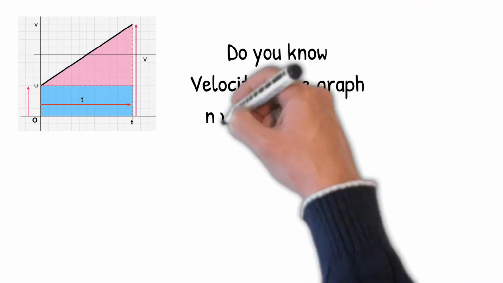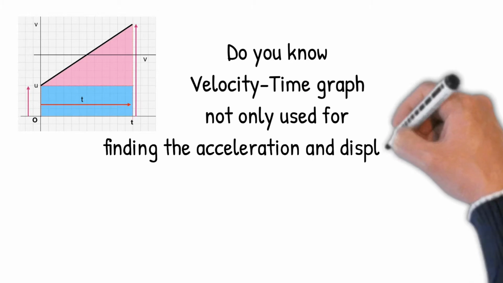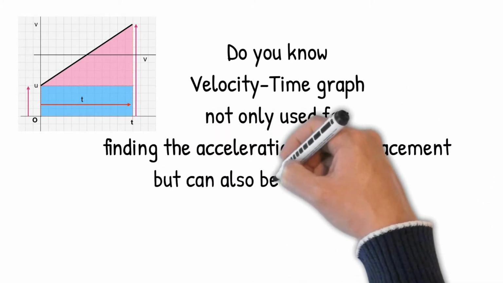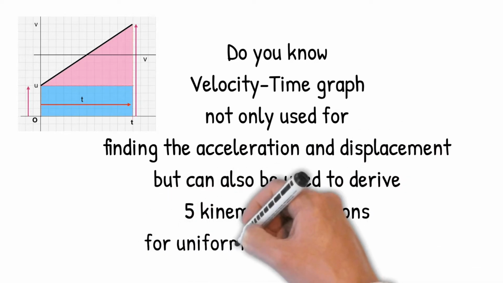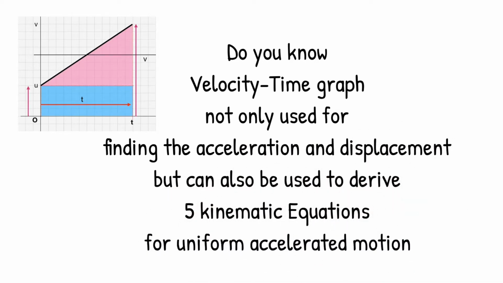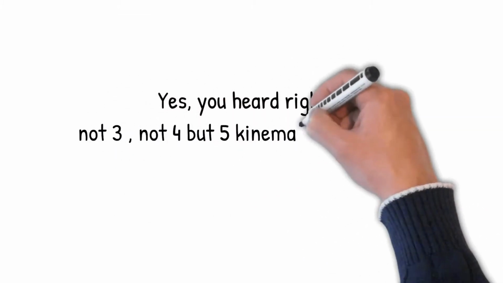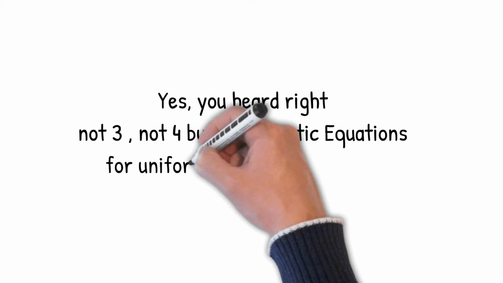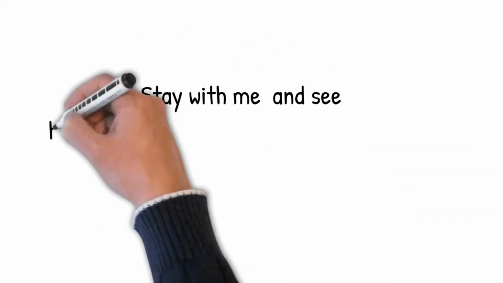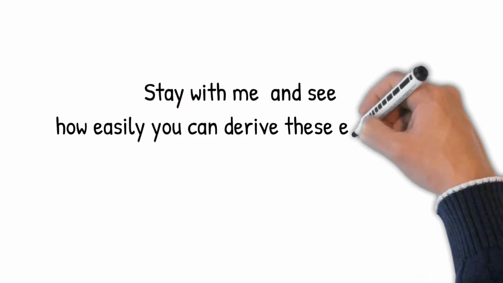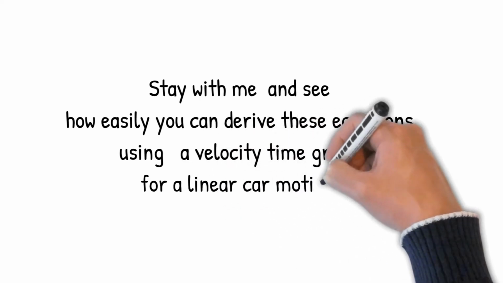Do you know the velocity time graph is not only used for finding the acceleration and displacement but can also be used to derive 5 kinematic equations for uniform accelerated motion? Yes, you heard right. Not 3, not 4, but 5 kinematic equations for uniform accelerated motion. Stay with me and see how easily you can derive these equations using a velocity time graph for a linear car motion.